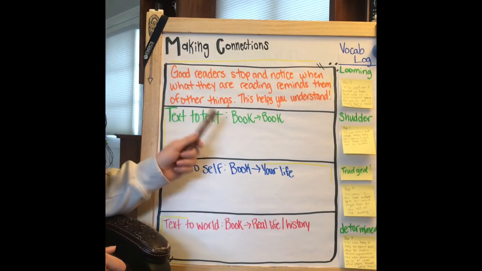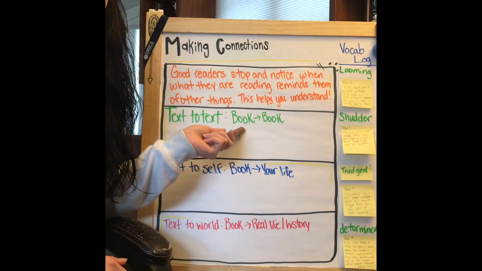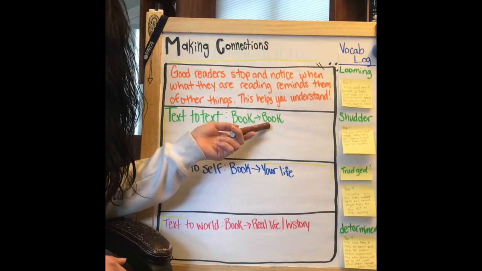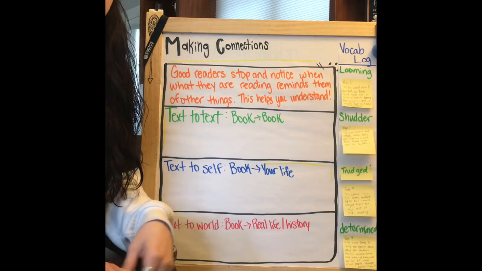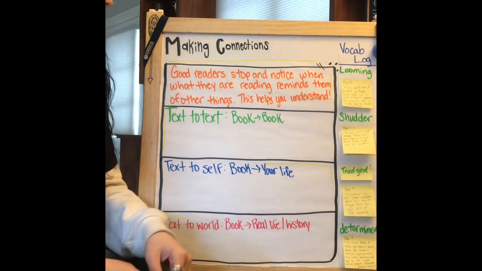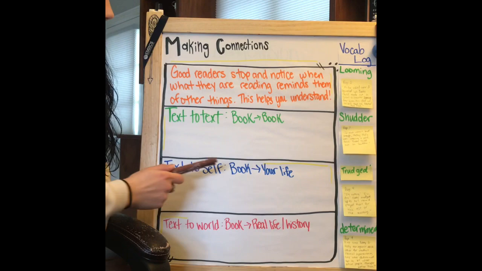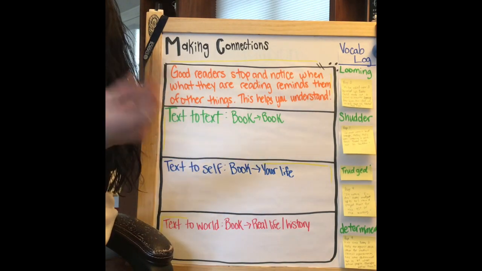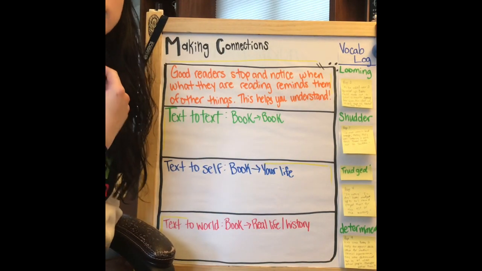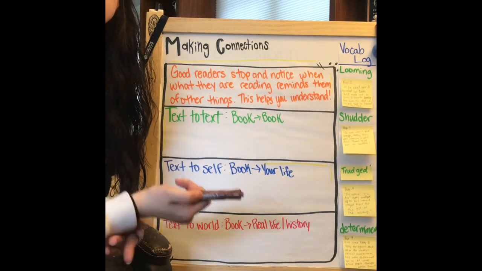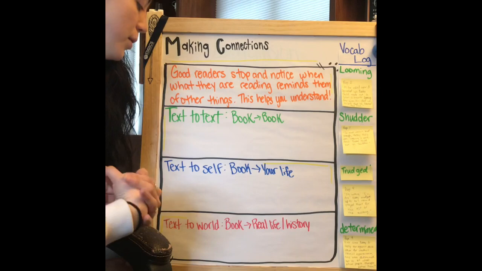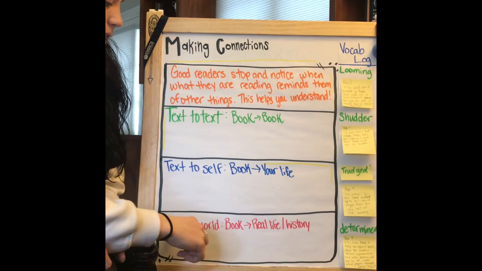All right, so we have text to text. This is when the book we're reading reminds you of another book that you've ever read or heard, or it could be something you read online. It doesn't have to be a physical book. Then we have text to self. This is when the book will relate to your personal life, which I think we're going to get a lot of with this book. It's a 4th grade boy and his journey in school with his family, so it should be pretty relatable.